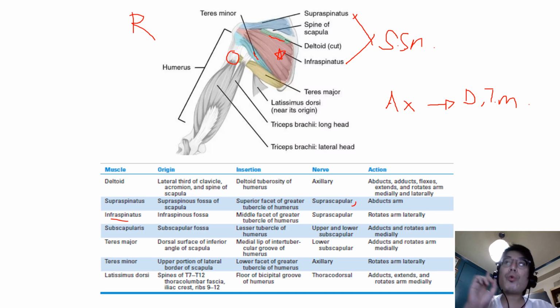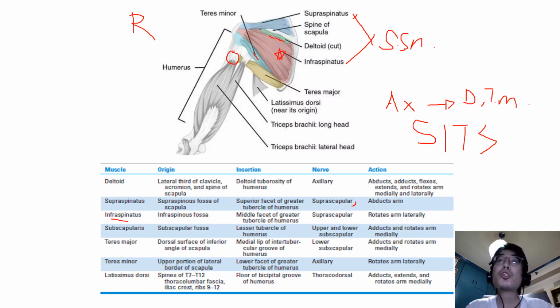We also recall that four of these muscles actually comprise the rotator cuff. We remember this by the acronym SITS. SITS stands for supraspinatus, infraspinatus, teres minor, and the subscapularis, which we cannot see over here. The teres major, a popular question, is not part of the rotator cuff.